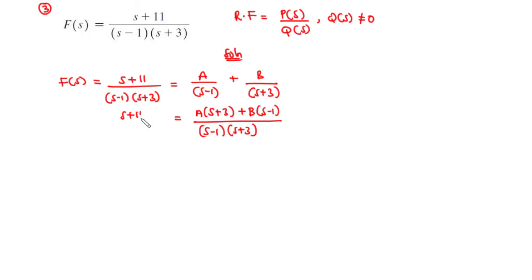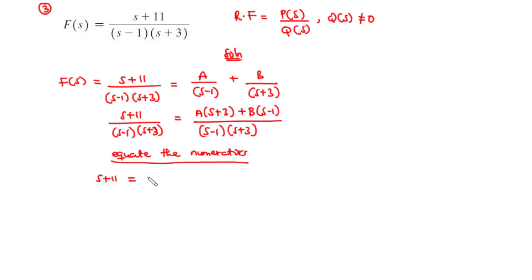So you realize that the denominators are the same, so let's focus on the numerators. So we are going to equate the numerators, and then we have s plus 11 equals a times s plus 3 plus b times s minus 1. Now we are going to put, let's say, s equals -3. In that case, a goes to 0 and we can find the value of b.